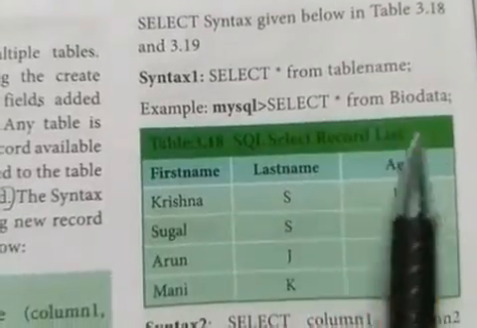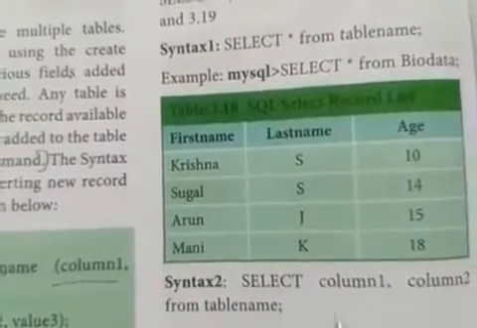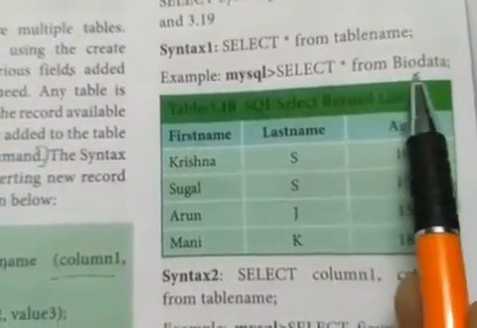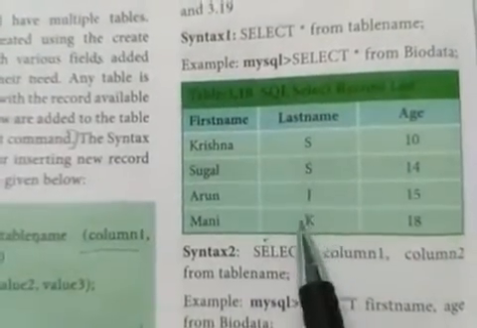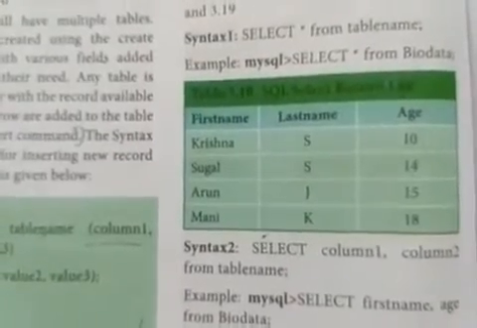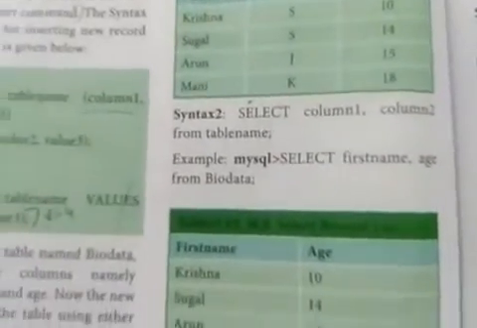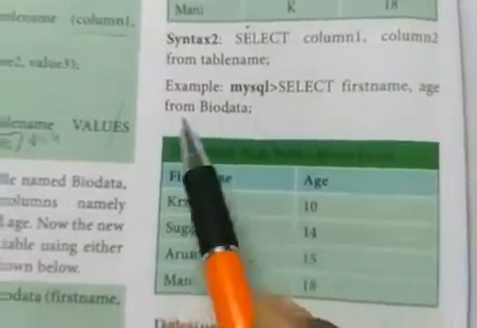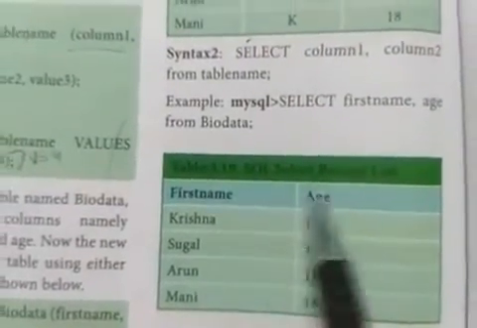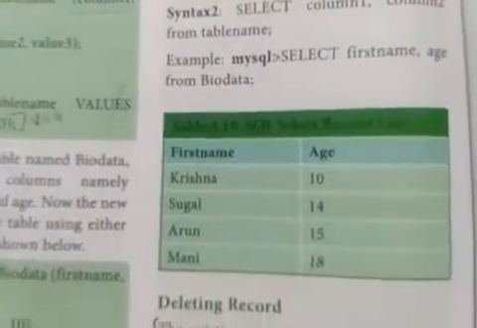So, select star from biodata. After executing the command select star from biodata, all the records in the table get displayed. Here, 4 records in the table got displayed. Within the 3 columns, when we give select first name and age from biodata, only those 2 columns of our entire record get displayed.